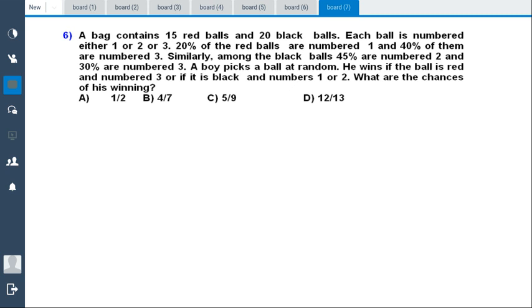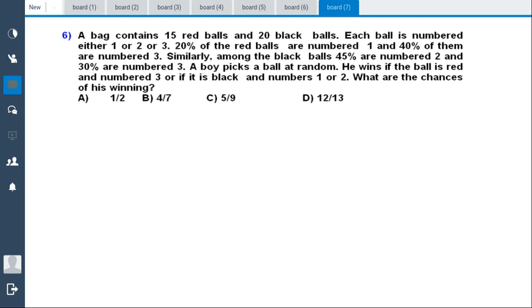So what are the chances of winning? For a favorable case, if the ball is red, it must be numbered 3. If the ball is black, it can be numbered 1 or 2. Now we'll see. How many red balls are there? There are 15 red balls and 20 black. So what is the total number of balls? The total number of balls is 35.